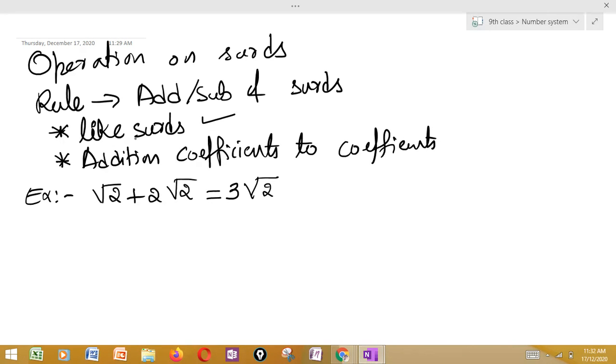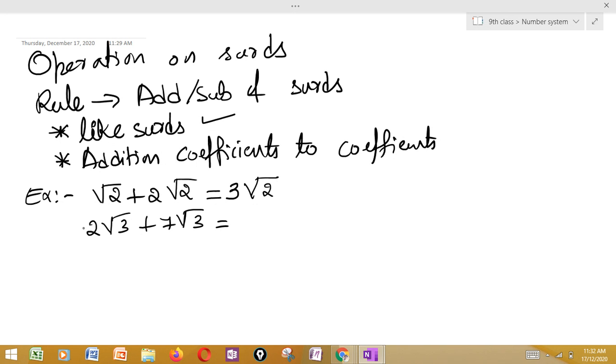3 root of 2. Okay, let me take one more example now. 2 root of 3 plus 7 root of 3. Whether they are like or unlike? Like, sir. Okay, first condition is satisfied. What is the second condition, if you have to add or subtract? Add coefficient to coefficient. Very good.